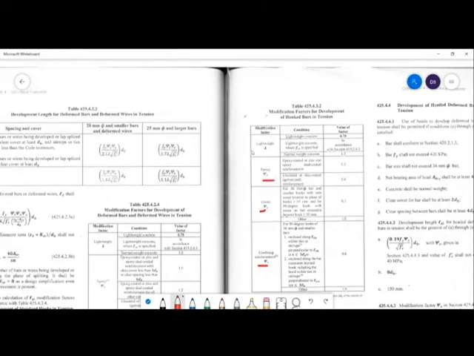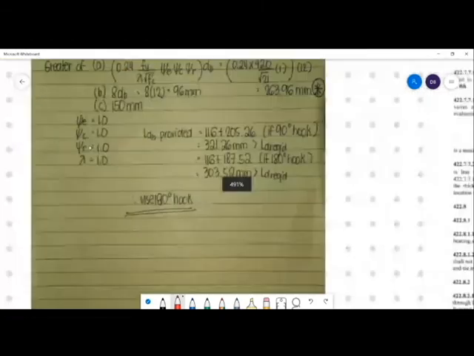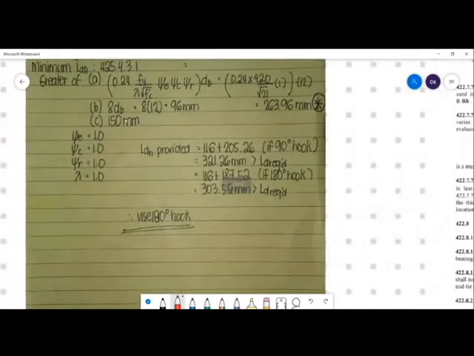Okay. So letter B, 8 times the diameter of bar, and C, 150 millimeter. So 0.24 Fy over lambda f'c, psi sub e, psi sub c, and psi sub r. We assume that these three psi are equal to 1, from the conditions given on the table. So we have 263.96. 8 times diameter of bar, 8 times 12, 96. And C, 150 millimeter.